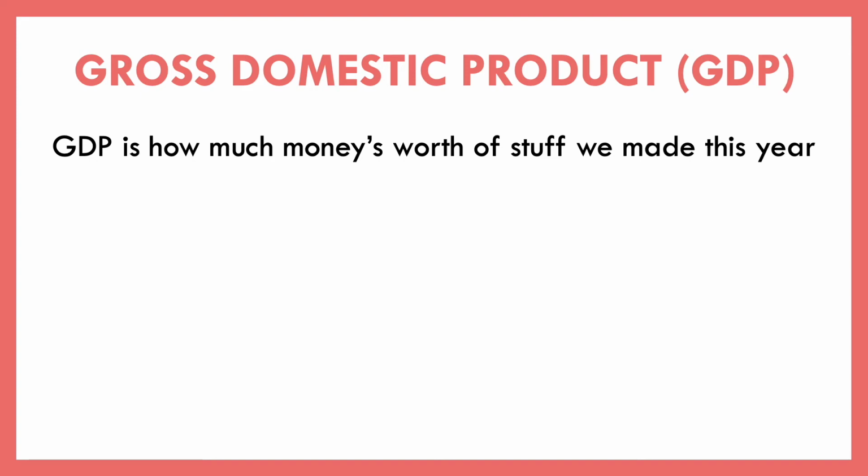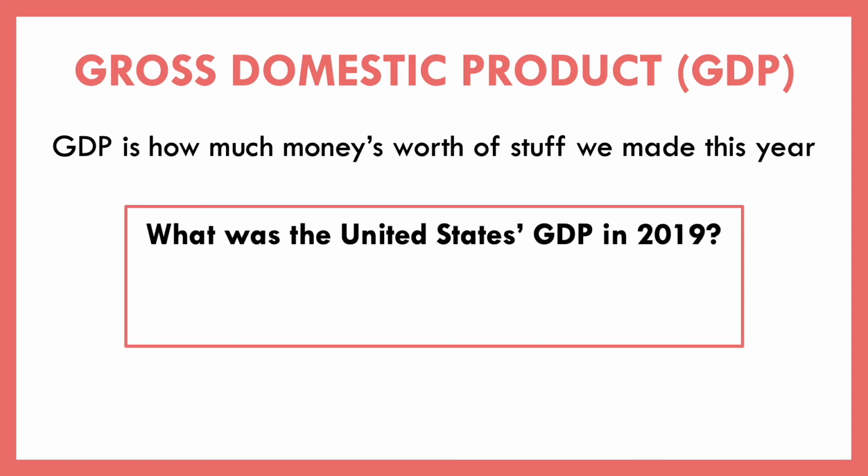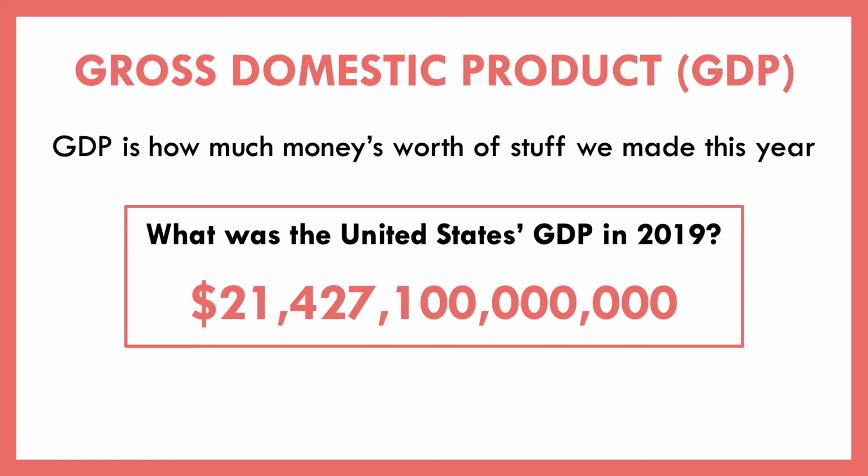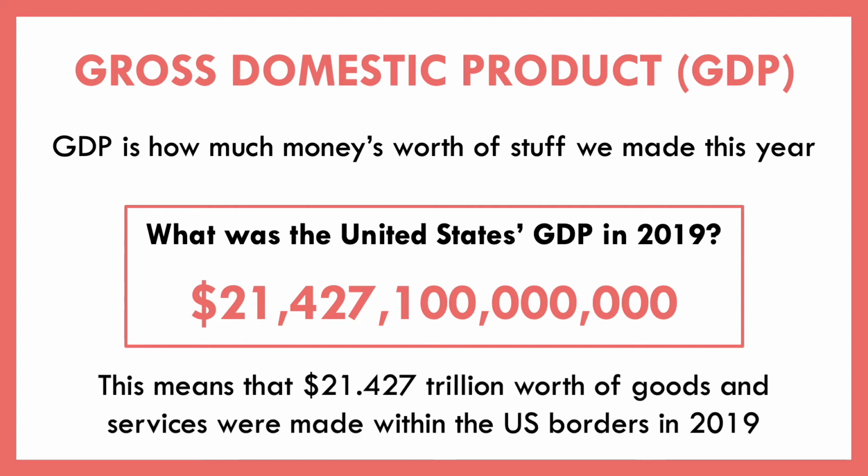So the most recent year that we have data from for the United States is the year 2019. And let's ask ourselves, what was the United States' GDP in the year 2019? Well, the GDP of the United States in 2019 was $21,427,100,000,000. That means the U.S. produced $21.427 trillion worth of goods and services within their borders in 2019. That is a whole lot. A trillion is a million millions. And then multiply that by 21, right? That's how much dollars worth of stuff the U.S. made within their borders in 2019.